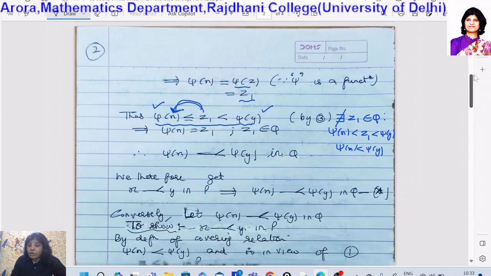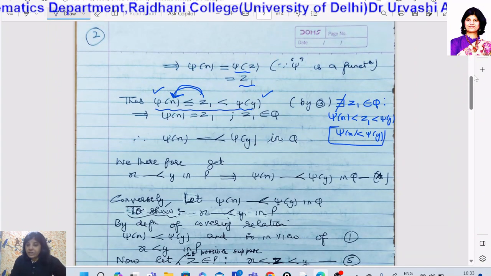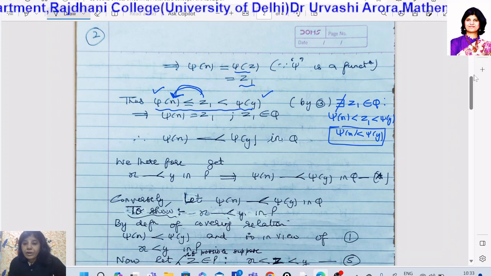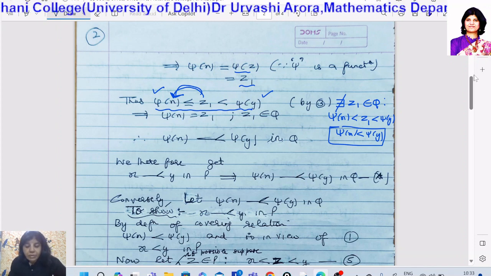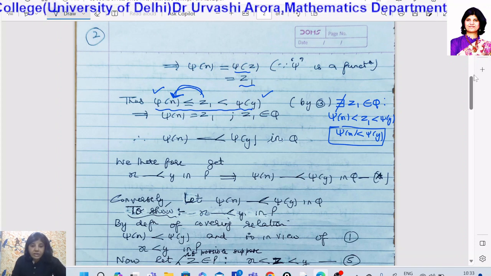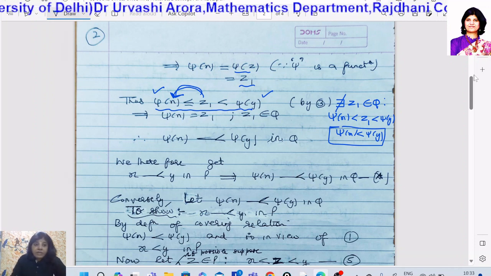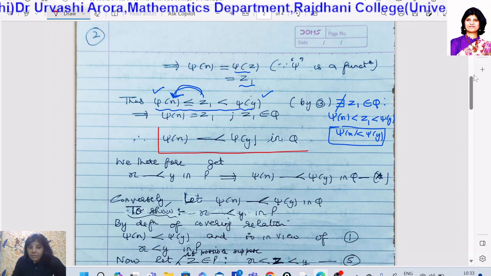So what are the two things that we are getting about psi x and psi y? Psi x is strictly related to psi y, and also there does not exist any element of Q between psi x and psi y, which means that psi x is covered by psi y. This is the definition of covering relation. So psi x is covered by psi y. So we actually have got this particular conclusion that psi x is covered by psi y in Q.